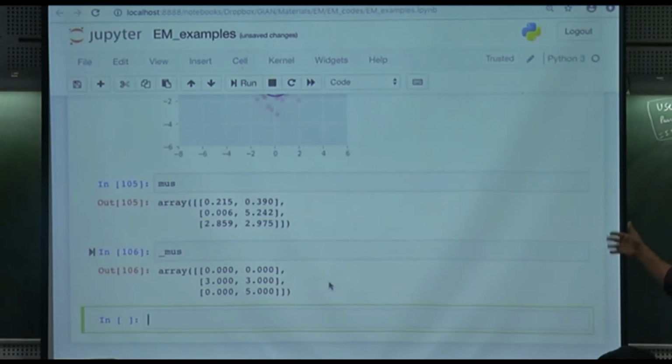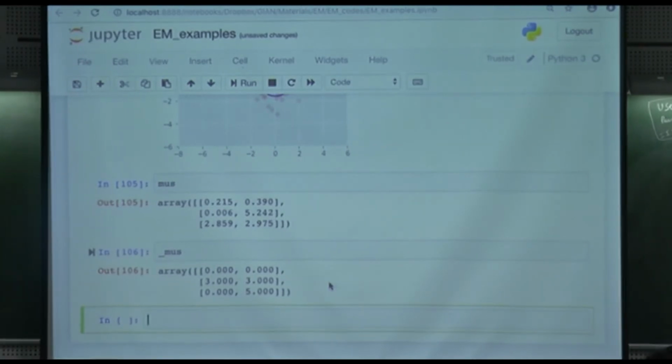So if you look at these two numbers, do you think that it's reasonable? First one was 0, 0. So that one it seemed to not have got. The 3, 3, what happened to the 3, 3 guy? Is it there somewhere in that data which is around 3, 3?